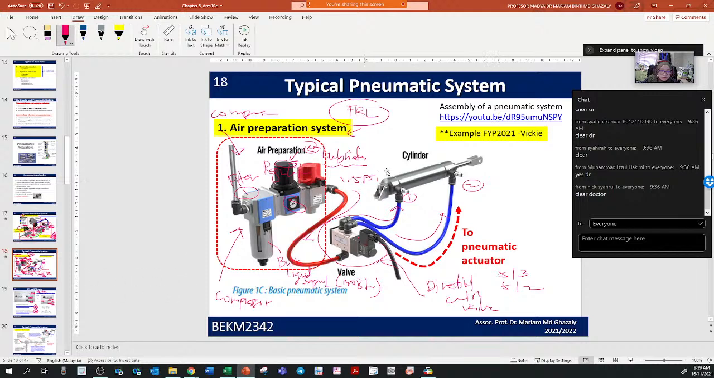Assembly of pneumatic, I think I have shown that before. Okay, I'm going to show you an example of where this is really important later on. Example of my final year project. This one is an example of my final year project, last semester student, Vicky. Her name is Vicky Chong.